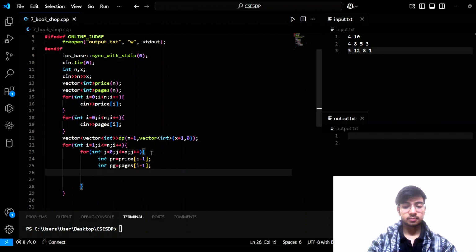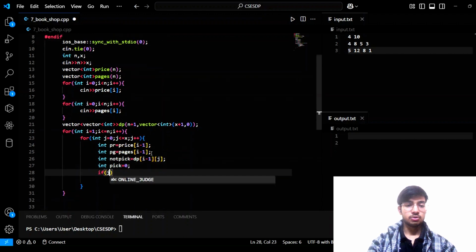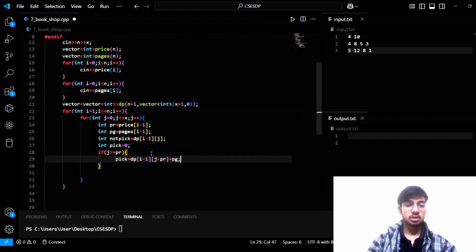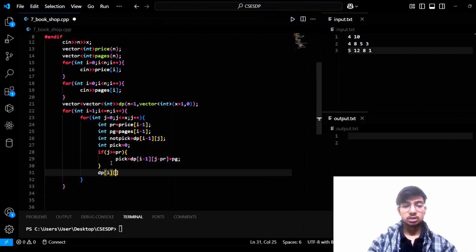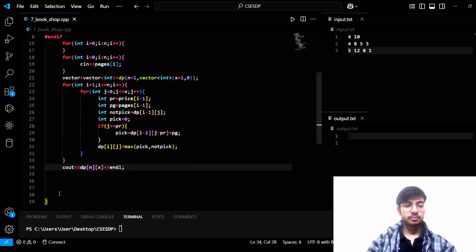Now next thing, we have to initialize pick and not pick. Not pick is equal to dp of i minus 1 j, right? For pick, let's initialize it with 0, and if j is greater than equal to price, then we are definitely going to pick it. Now pick is dp of i minus 1, j minus price, plus the number of pages if we are going to pick it, right? And finally we make the transition: dp of i j equals maximum of pick comma not pick, right? Now you have to print the answer, cout dp of n and x. So this is the answer, right?